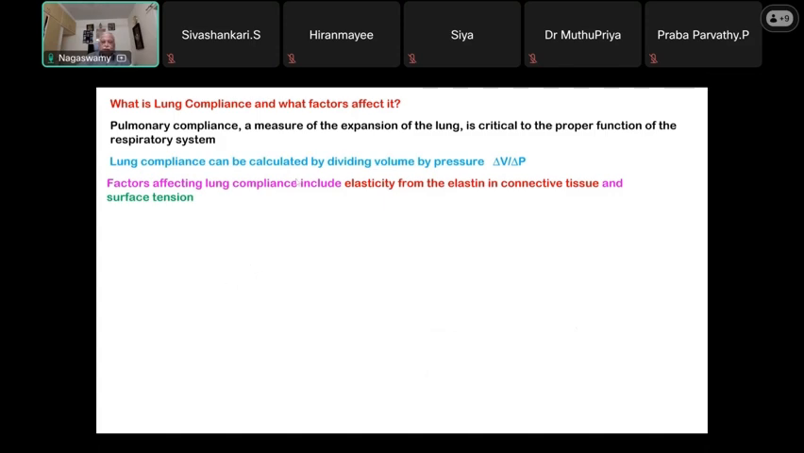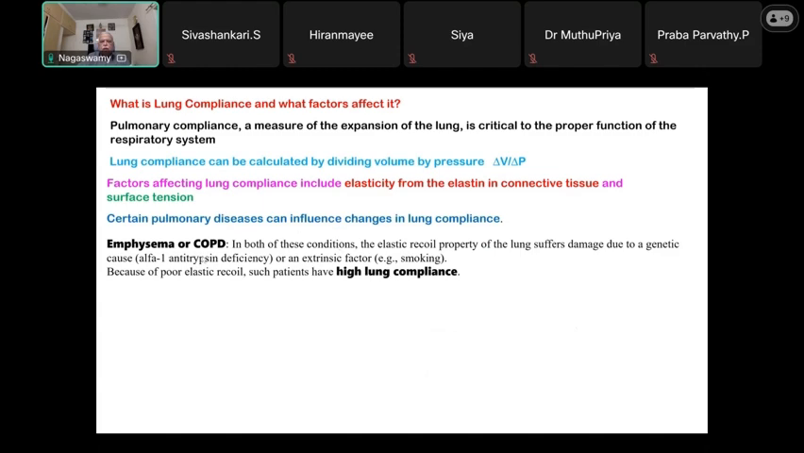The factors affecting the lung or alveolar compliance include the elasticity, which is made up of elastin, a connective tissue. The second important factor is the surface tension inside the alveolar cavity. So these two are the important factors governing the lung compliance of the alveoli. Certain pulmonary diseases can affect lung compliance, especially emphysema and COPD. In both these conditions, the elastic recoil property suffers damage.